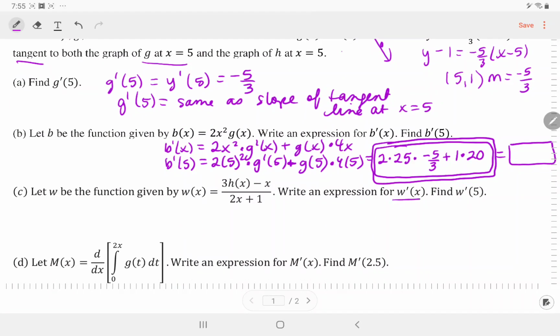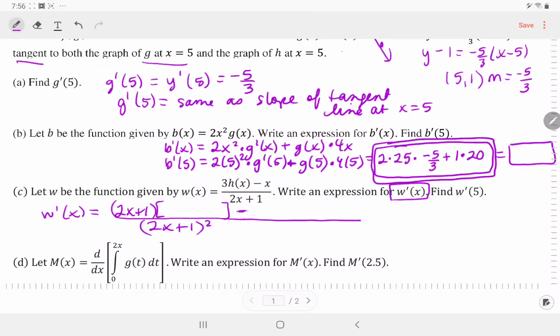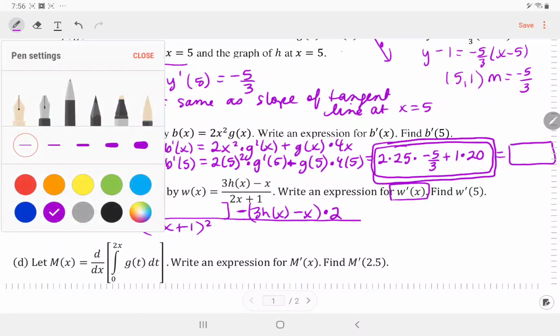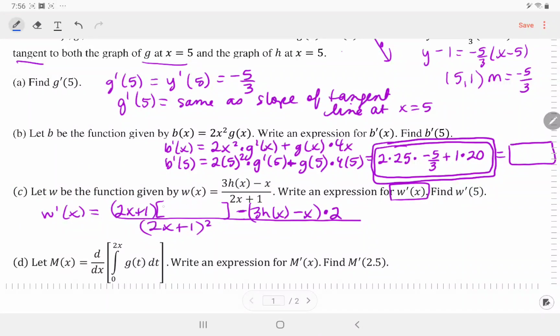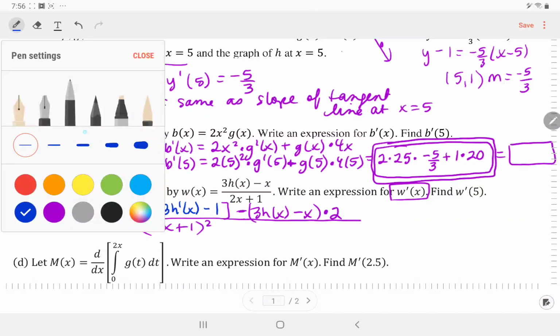Okay, find an expression for W prime. Okay, so this would be quotient rule. I like to do the bottom of the quotient rule first so I don't forget to do the bottom. So it's denominator, low, d high, derivative of the high, I'm going to do that later, minus the high, okay, times the derivative of the low. Okay, it's just that the derivative of the top looked kind of complicated, so I was procrastinating that. So denominator times derivative of the numerator, low d high, so that's h prime of x minus 1, minus high, d low, over low. And it wants it at 5.